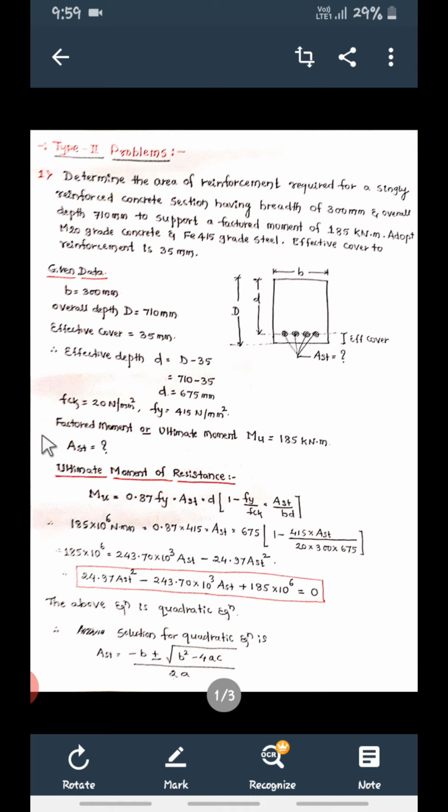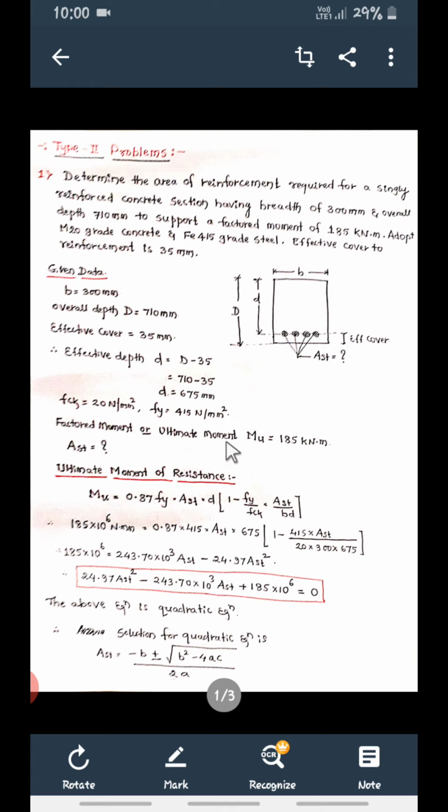As usual, the grade of concrete is M20, so FCK is 20 Newton per mm square, and the grade of steel is 415, so FY is 415 Newton per mm square. The factored moment, also known as the ultimate moment of resistance, MU, is 185 kilonewton meter. So what is the area of steel required for this beam section?